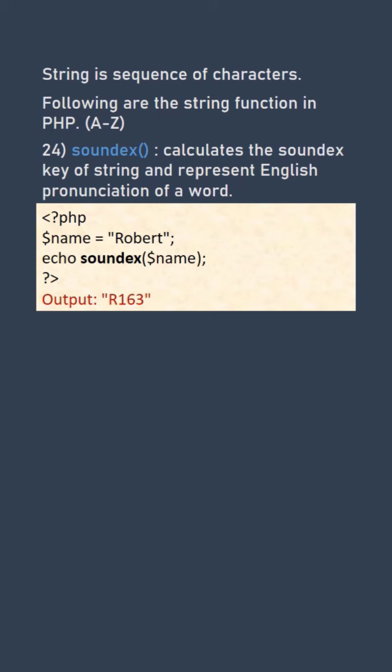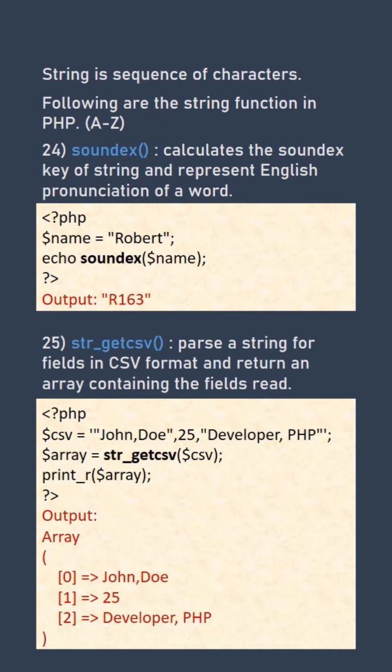24. soundex. This function calculates the soundex key of a string, representing its English pronunciation. 25. str_getcsv. This function parses a string containing fields in CSV format and returns an array containing the fields read. We will explain the remaining string functions in part 2.